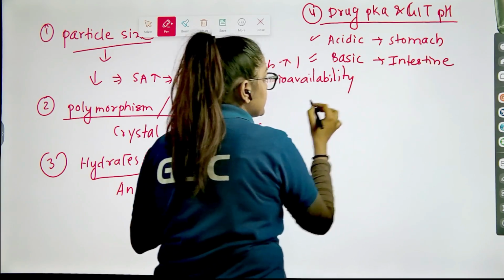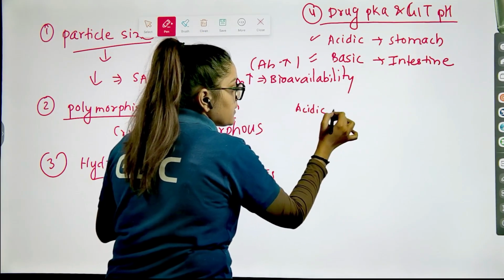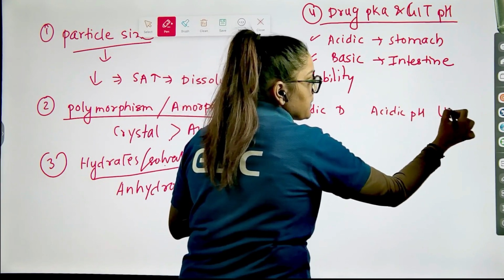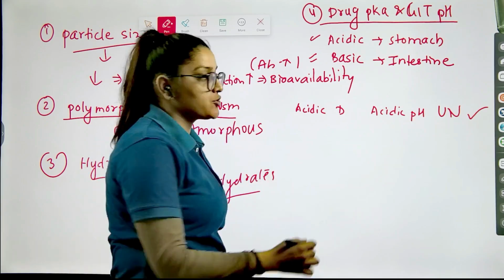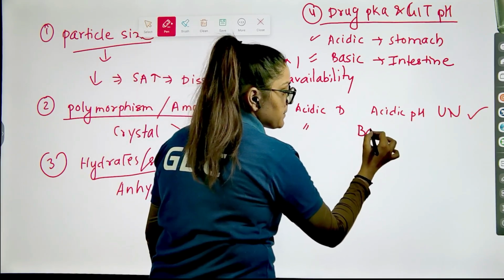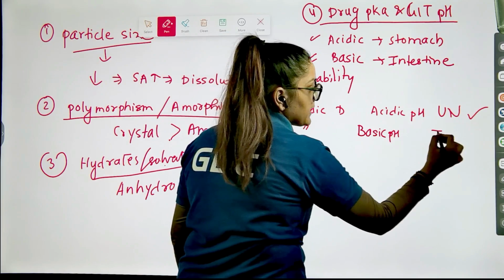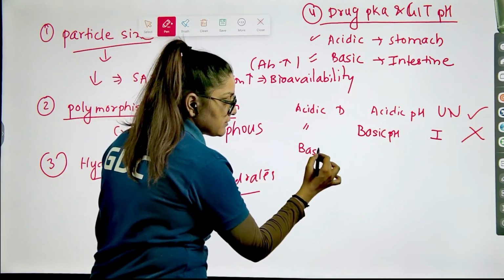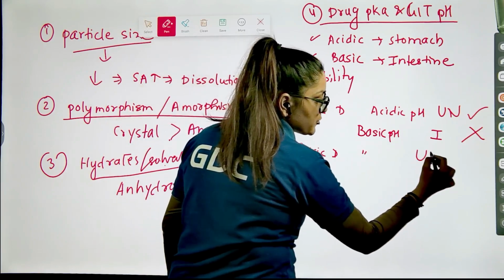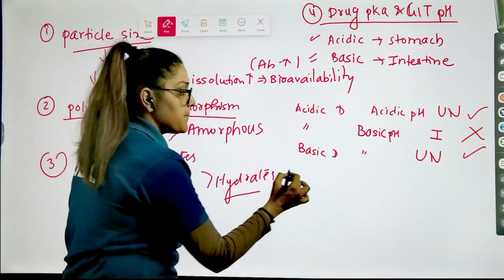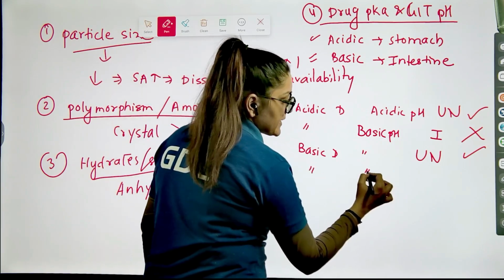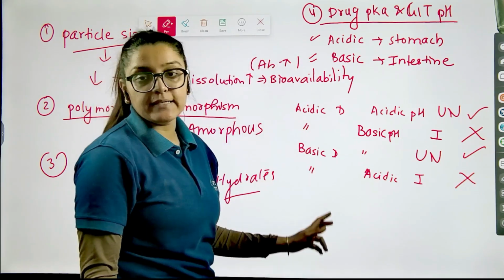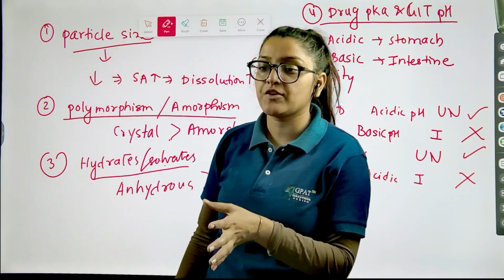That means an acidic drug in acidic pH will remain unionized and will be absorbed. An acidic drug in basic pH is going to be ionized and not absorbed. A basic drug in basic pH is going to be unionized and well absorbed. A basic drug in acidic pH is going to get ionized and not absorbed. So ultimately we have to see that the unionized fraction will be more absorbed.